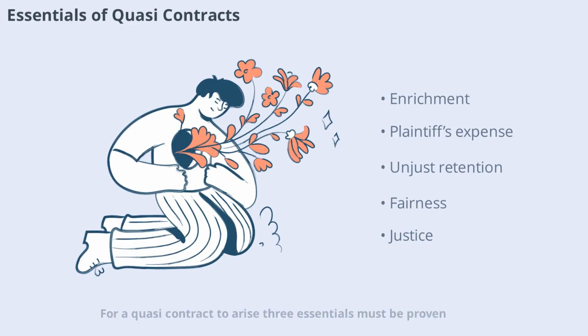For a quasi-contract to arise, three essentials must be proven. The defendant has been enriched by receiving a benefit, the enrichment is at the plaintiff's expense, and the retention of the enrichment is unjust. These elements ensure that quasi-contracts address situations where fairness and justice require compensation.